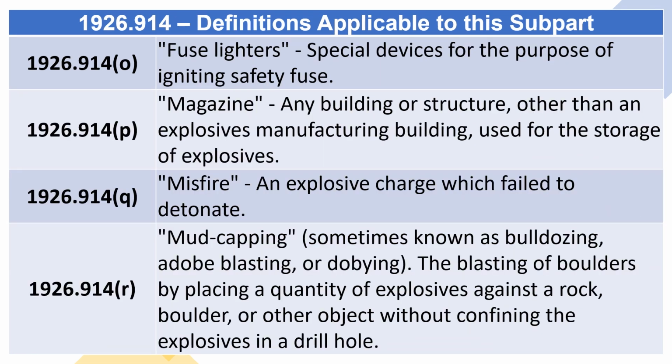1926.914(o). Fuse lighters. Special devices for the purpose of igniting safety fuse. 1926.914(p). Magazine. Any building or structure, other than an explosives manufacturing building, used for the storage of explosives. 1926.914(q). Misfire. An explosive charge which failed to detonate. 1926.914(r). Mud capping, sometimes known as bulldozing, adobe blasting, or dobying. The blasting of boulders by placing a quantity of explosives against a rock, boulder, or other object without confining the explosives in a drill hole.